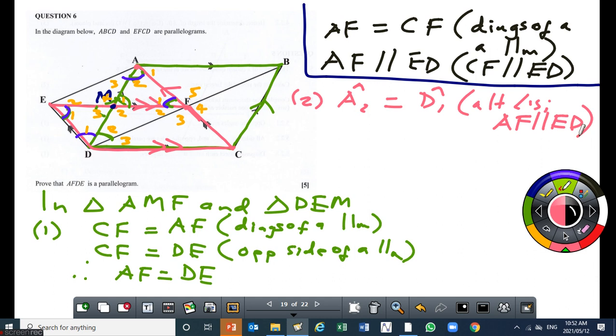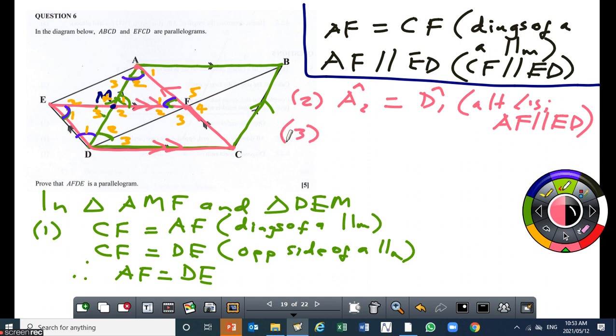Another way to name the angles. This angle here, A2, I can call it DAF. You can also call it MAF. You can even call it DAC. So it has got many ways of naming it, but I call it this way.